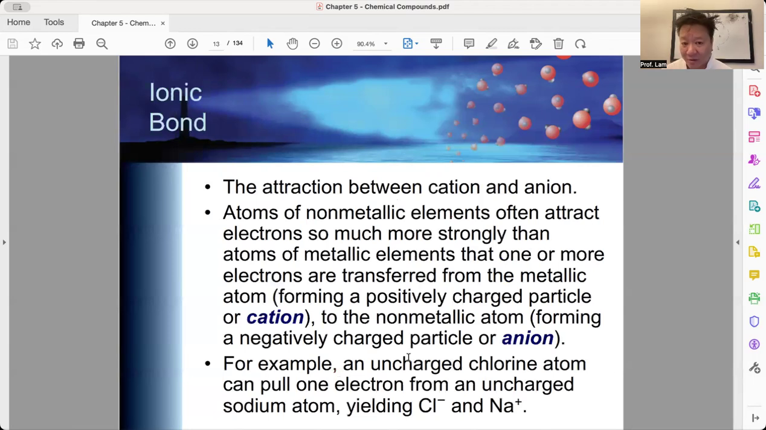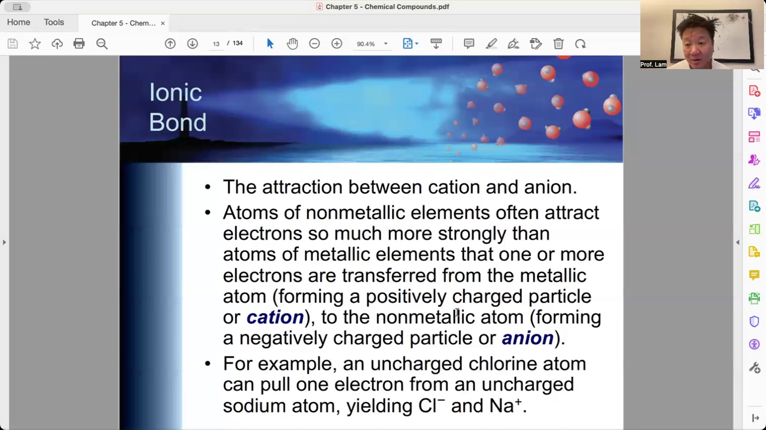There's no sharing anymore. So which one's going to lose and which one's going to gain? Again, it has to do with the electronegativity, right? And we said that the nonmetals like to gain because they have higher electronegativity. So it's going to be the nonmetals that take the electron while the metals lose the electron. And remember those terms? When you lose an electron, you become positively charged, and so you're a cation. When you gain an electron, you become negative because electrons are negative, right? And that term is called anion.